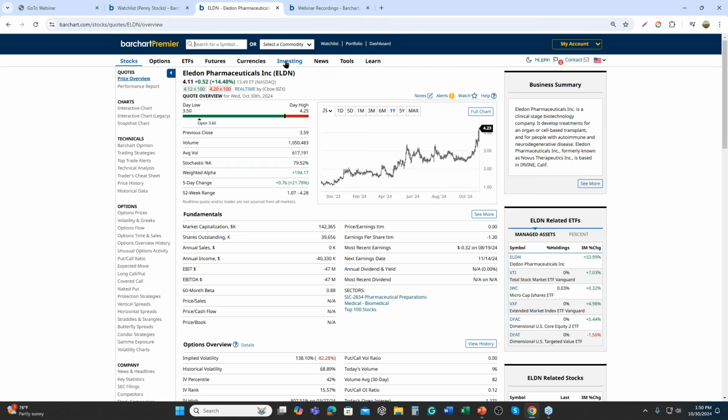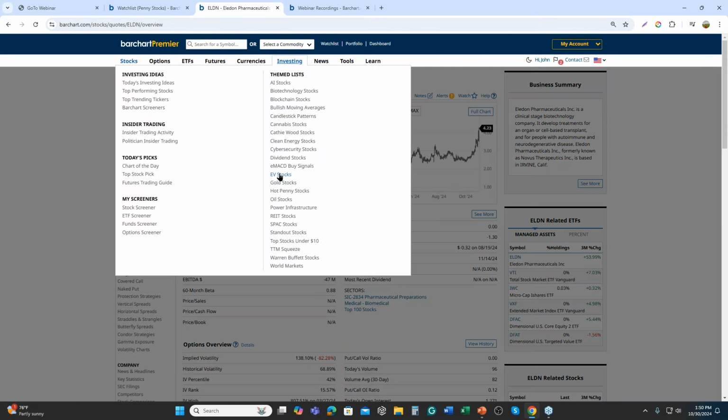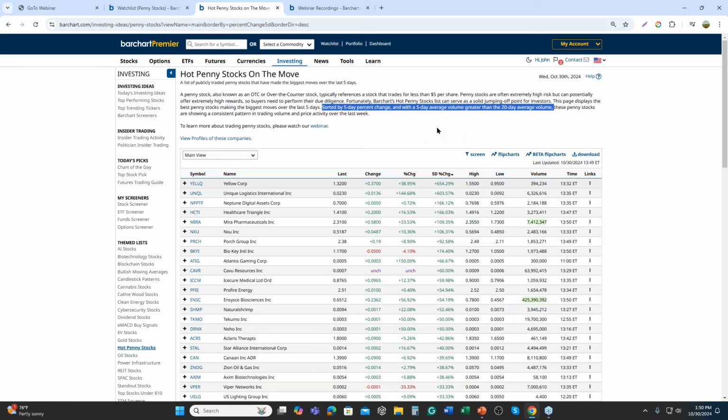So let's go back to our investing page. And under investing page, we have hot penny stocks. And here's where we are screening the penny stock market, and we're looking at stocks that have a high 5-day percentage change where the 5-day average volume is greater than the 20-day average volume. So this is what I would do. I would use this page to start as you're jumping off to look for potential candidates.